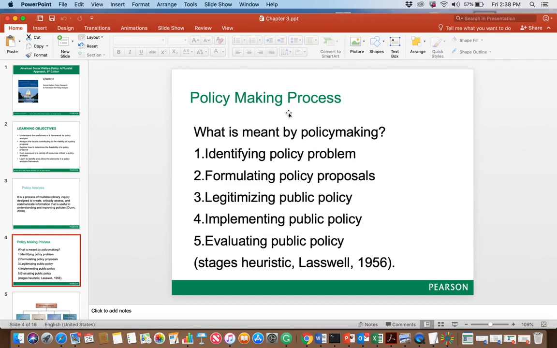And then implementing public policy, in other words, once you make it legal, then you implement it, make sure that it's implemented. There's one thing passing policy, but it's another making sure that what goals were set are implemented, followed, etc.